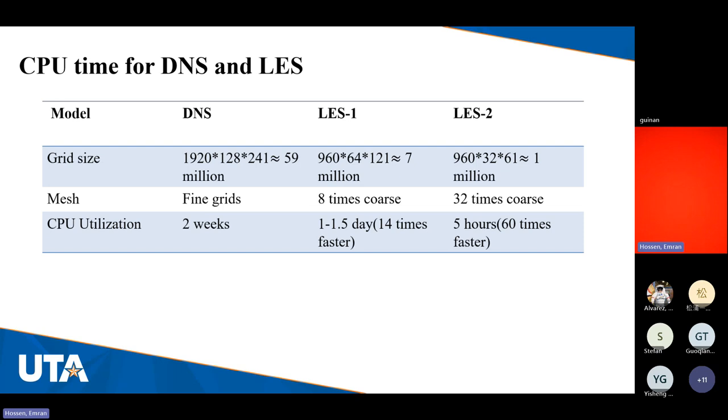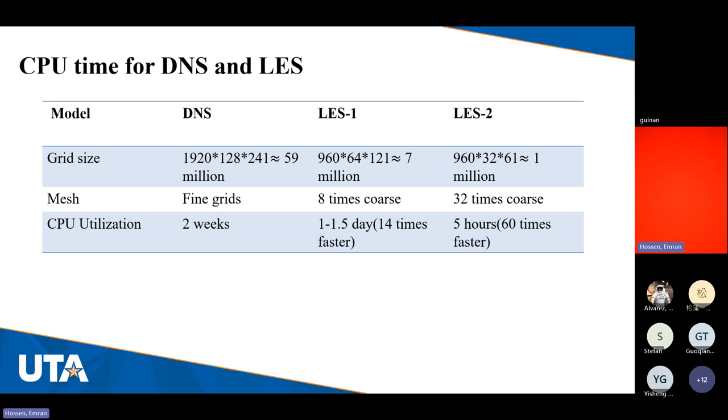You can see that the grid size for DNS is around 60 million. We took two cases of LES, LES1 and LES2. LES1 is only 700 thousand, and LES2 is only 1 million. The mesh for DNS is the fine grid, LES1 uses 8 times the cores, and LES2 uses 32 times the cores.